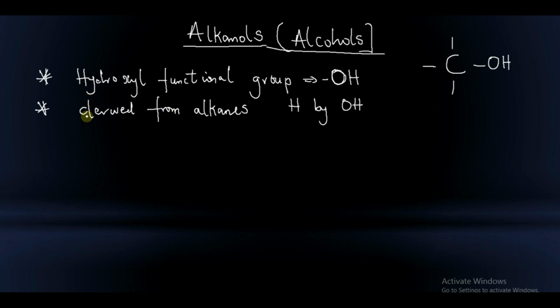Having known these two important things, the next thing you should know about the alkanols is their general molecular formula. The general molecular formula of alkanols is CnH2n+1OH. You can use this to get the molecular formula of any alkanol.